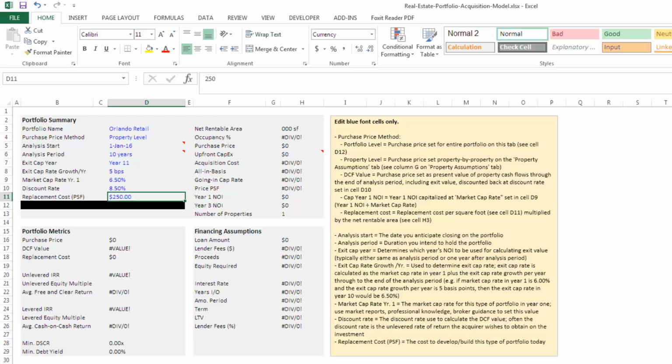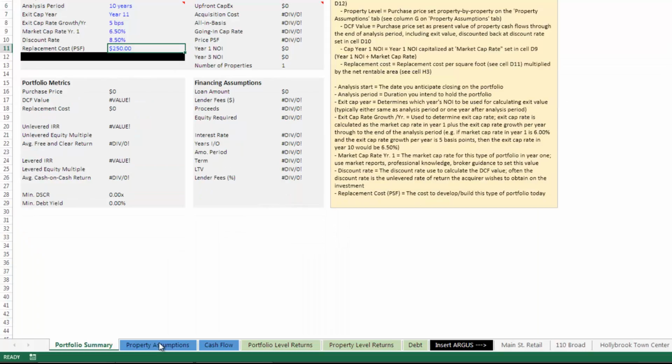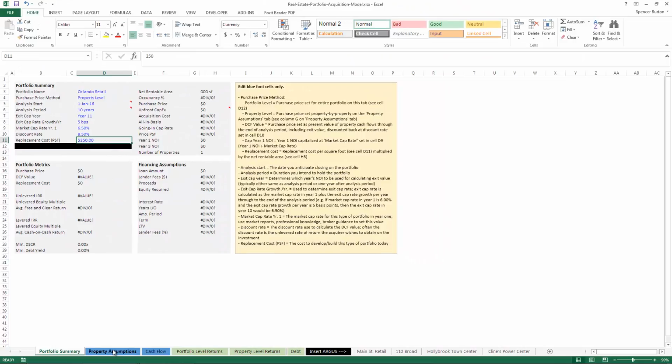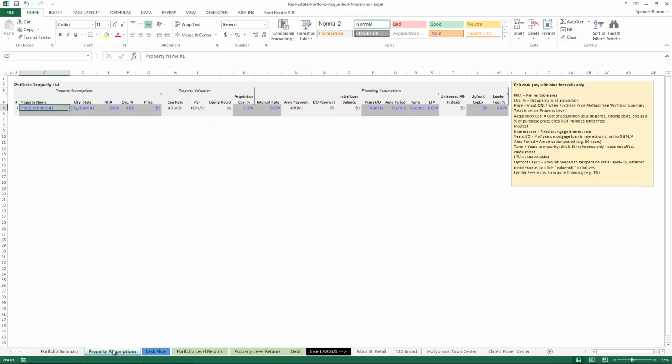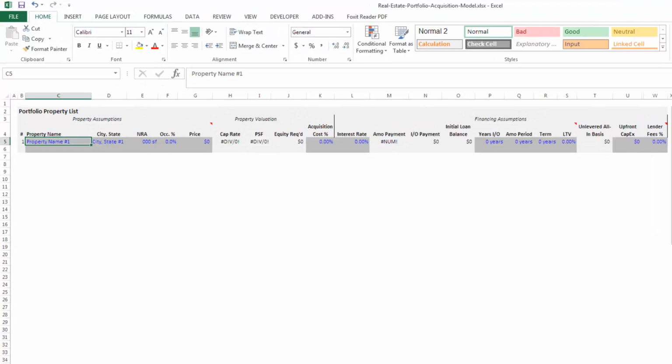Okay, so now that we've filled in the high-level portfolio assumptions, we're going to ignore these other items until we finish inputting the rest of the information. So we're going to go to our next input tab, which is the property assumptions tab. Now, this tab is where we put all the property level information, and I'm just going to get right at it. I'm going to start with our Main Street retail, which is in Orlando, Florida.